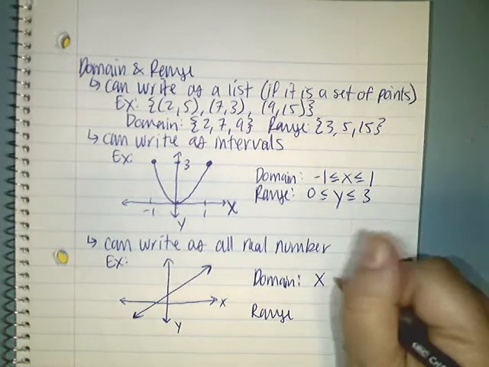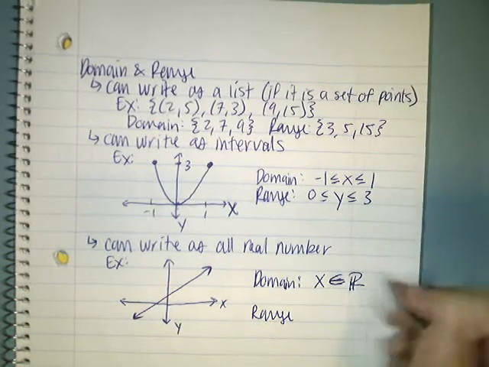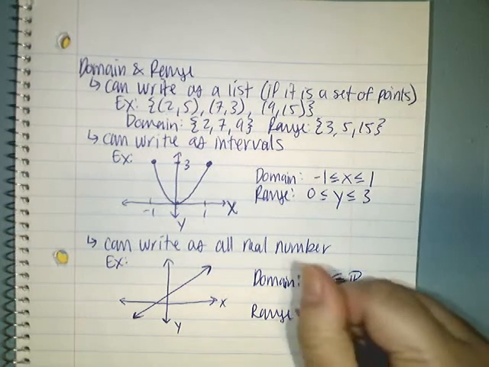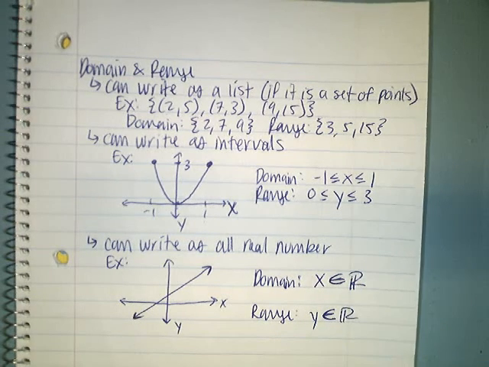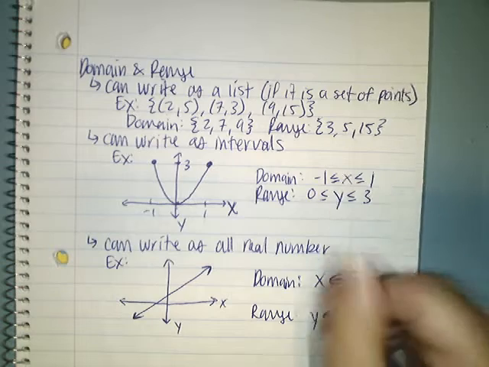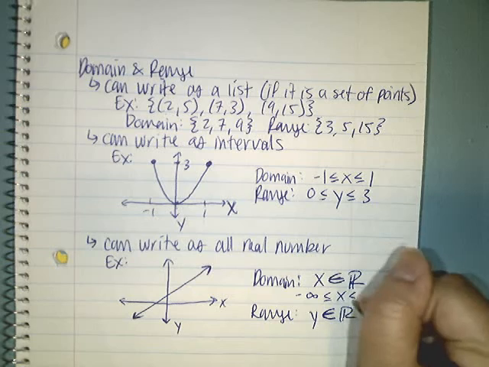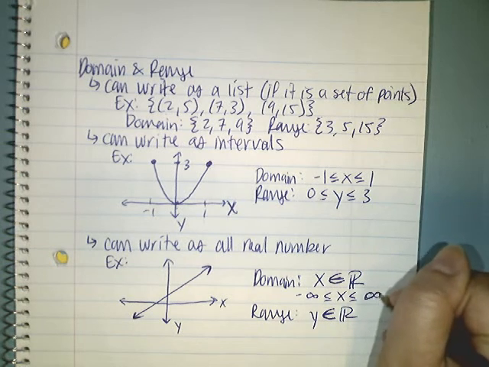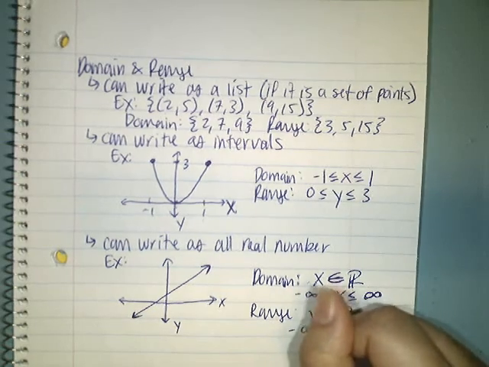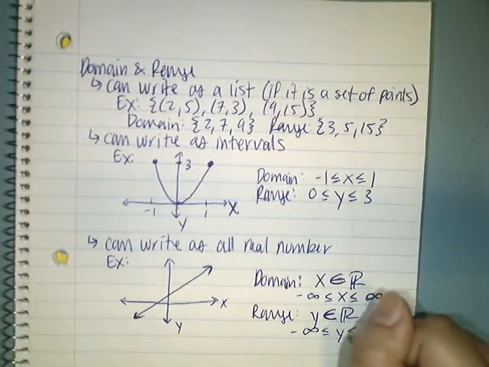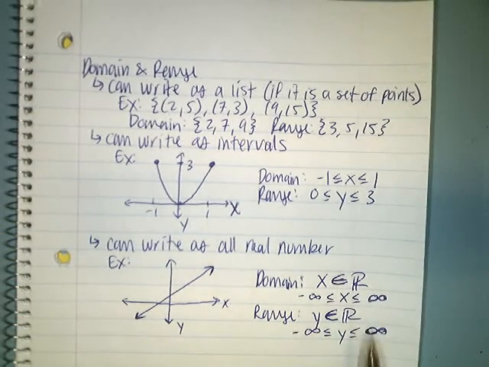I prefer to write it as x is an element of the set, so it's like a weird half C, half E symbol, and then a fancy R with 2 lines. The range would be similar, but with y, so y is an element of the set of all real numbers. You could also write it as an interval, from negative infinity to infinity. Infinity is like a sideways 8. That's another acceptable way to write it, but I prefer this way.